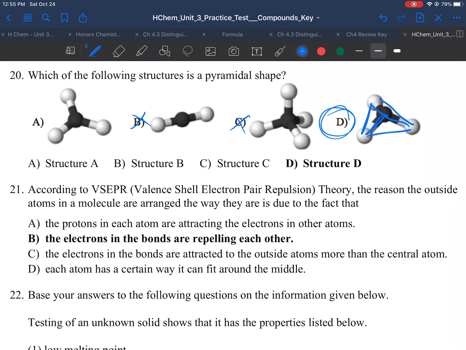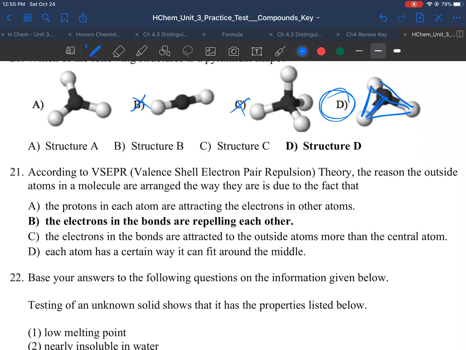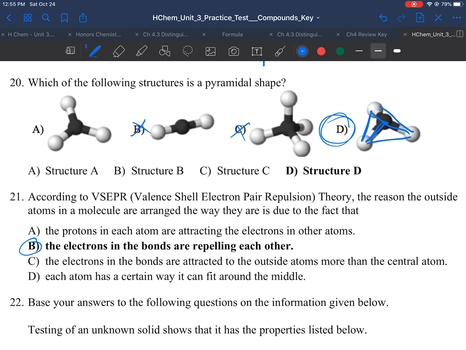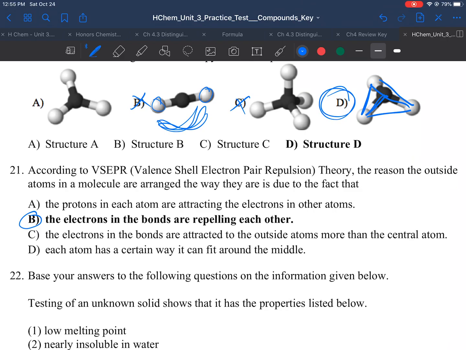And we hadn't talked about VSEPR theory, but the answer here is B. The reason why the atoms are the way they are has to do with the fact that the electrons in the bonds don't want to be by each other. This is why in all of the shapes we've discussed, notice how the atoms are as physically far away from each other as they possibly can be. This has to do with the repulsion of the electrons in the bonds.